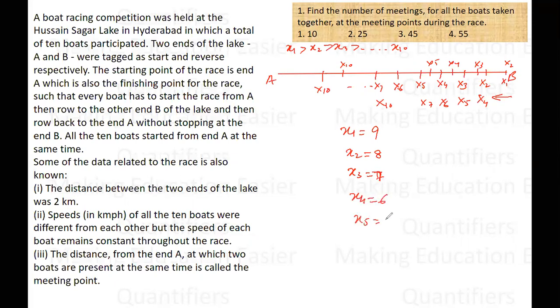On the same logic, X5 has 5 meetings, because all the meetings with X4, X3, X2, X1 are already counted. X6 has only 4 meetings left, X7 has only 3 meetings, X8 has 2 meetings, X9 has 1 meeting, and X10 has met with all the boats. So total meetings would be 1 plus 2 plus 3 up to 9. If you add up all these, it will be 45.